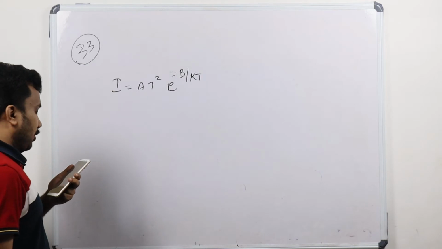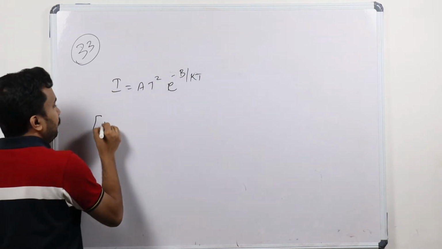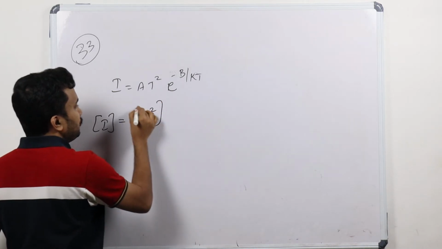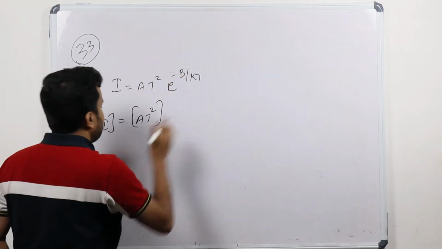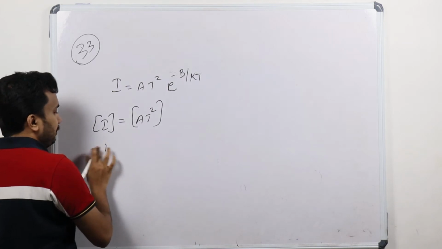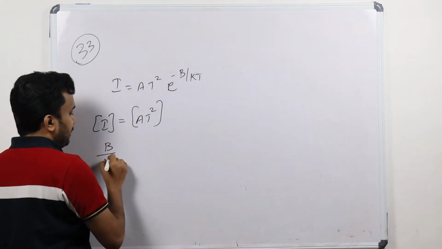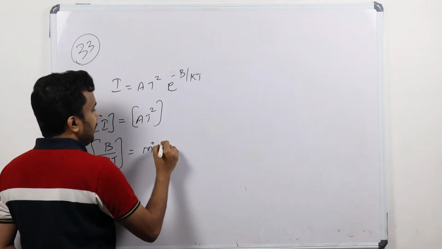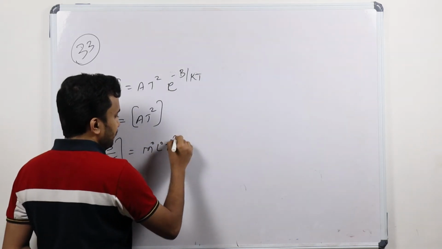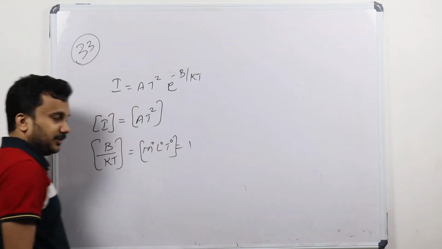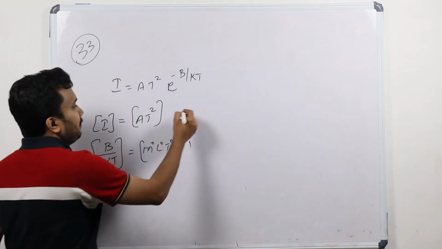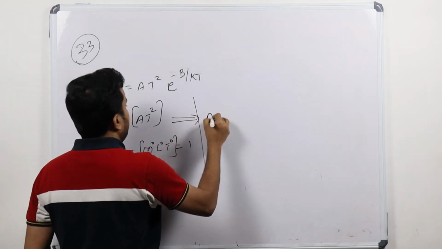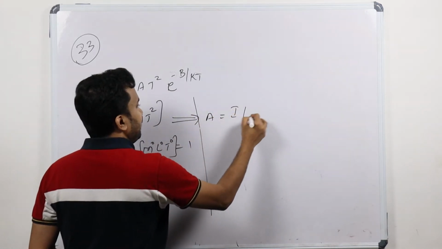The dimension formula of A B square. So, we will follow the dimension rule. I is equal to the multiplication of these two factors, and the power has no dimension formula, which means the minus sign has no significance for dimension formula. B by k T has no dimension formula. M raised to 0, L raised to 0, T power 0, which is equal to 1. So, from here we will find the value of A. A will be equal to I by T square.